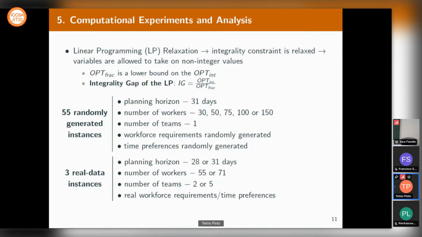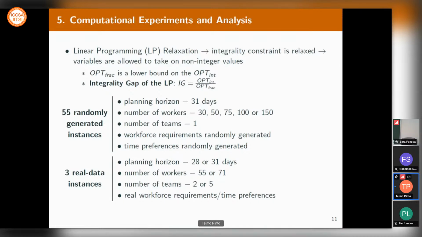So the integrality gap of the LP relaxation is computed as the ratio between OPT int and OPT frac. This metric, IG, quantifies the degree to which the relaxation deviates from the optimal integer solutions.